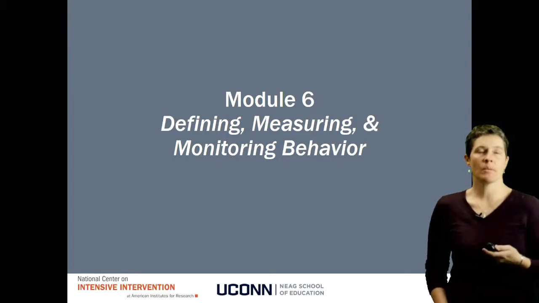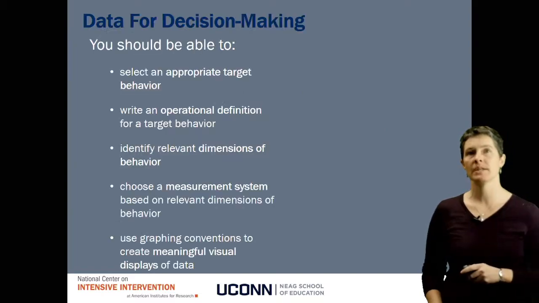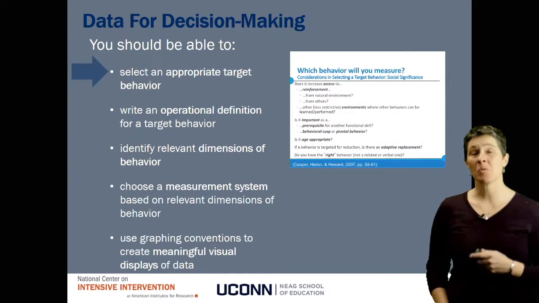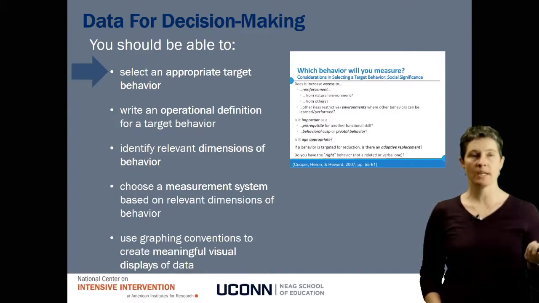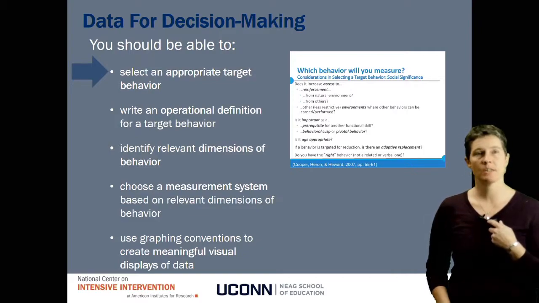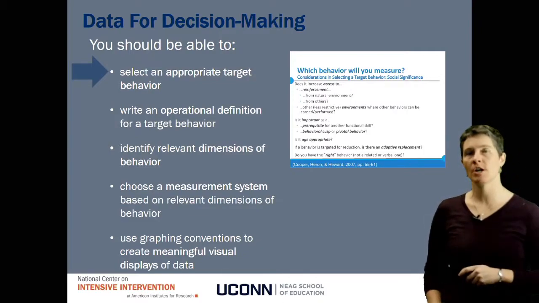What is it that we're going to measure in order to make sure that we have data to guide this whole process in the first place? We started out by thinking about which behaviors are appropriate to choose and really holding ourselves accountable to the idea that our job is to make life better for kids, not necessarily to reduce pet peeves of teachers. We want to really make sure we're choosing appropriate target behaviors.